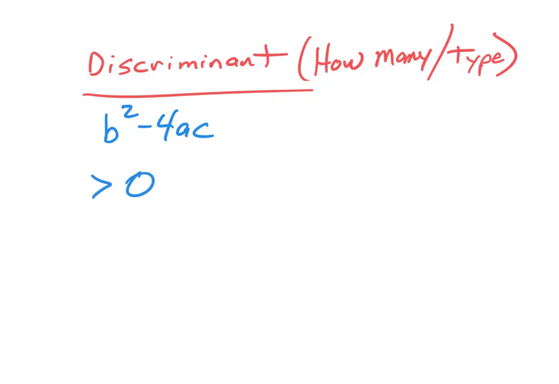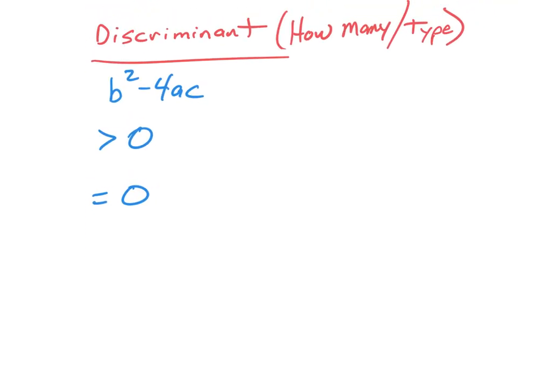It could be greater than 0. It could be equal to 0. Or it could be less than 0. Okay, so this means it would be positive. Equal 0 is pretty straightforward. And if it's less than 0 means it's a negative number. Okay?